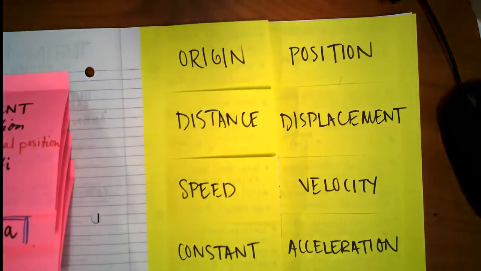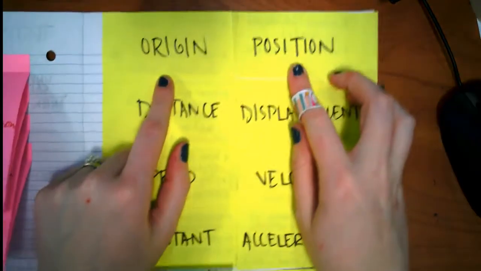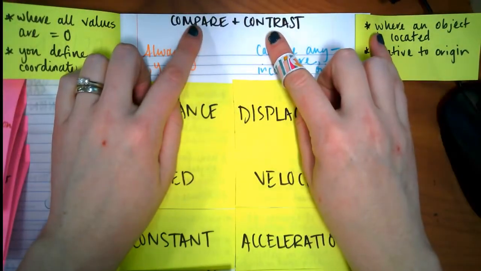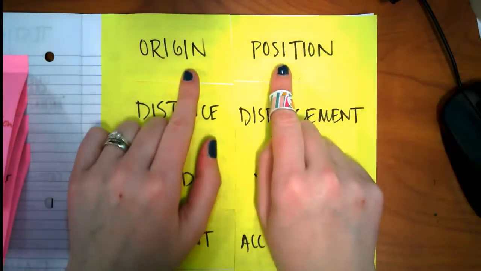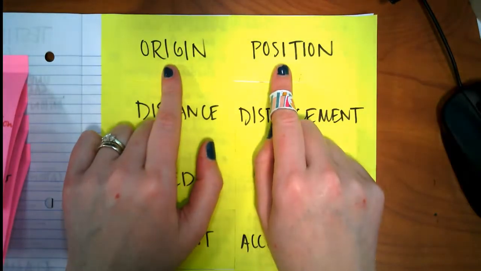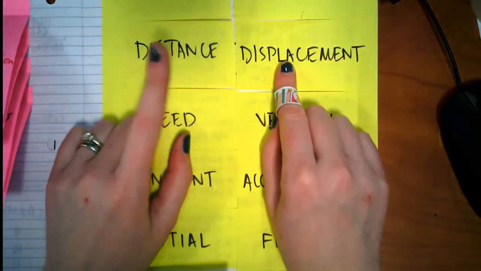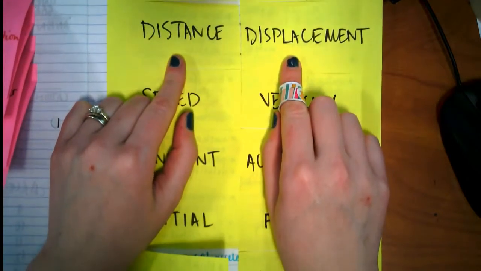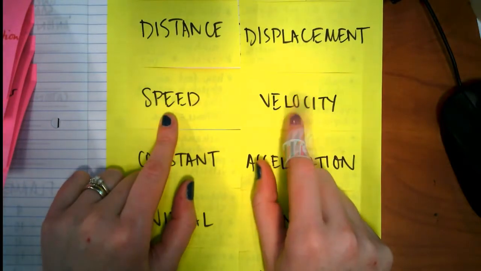Here is what the finished foldables are going to look like. Okay, so we're going to start by putting the terms on the front in pairs. These pairs are going to be terms that we can compare and contrast and are put together in this order on purpose. The first two on the left is origin, on the right is position. The next pair on the left is distance, on the right is displacement. Next pair on the left is speed, on the right is velocity.